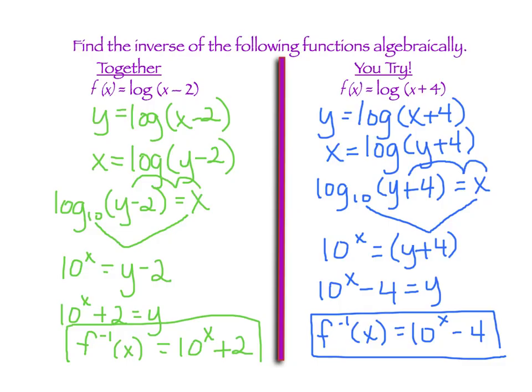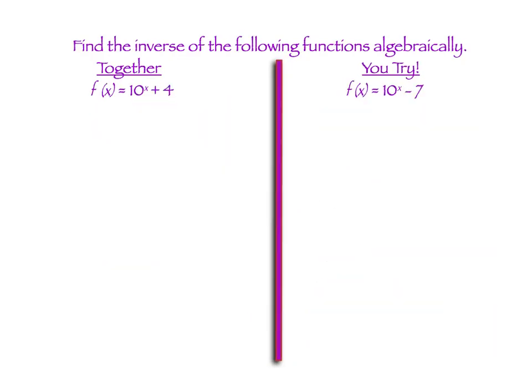So let's do that. Now let's find the inverse of f of x equals 10 to the x power plus 4. Step number 1 is to change the f of x to y. So here we go. I'm going to have y equals 10 to the x power plus 4. Step number 2 says to switch the x and the y. So I'm going to have x equals 10 to the y power plus 4.